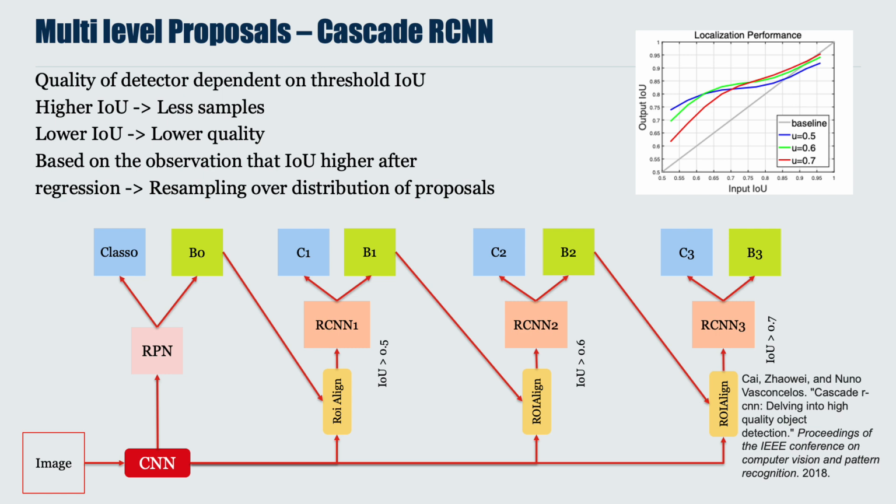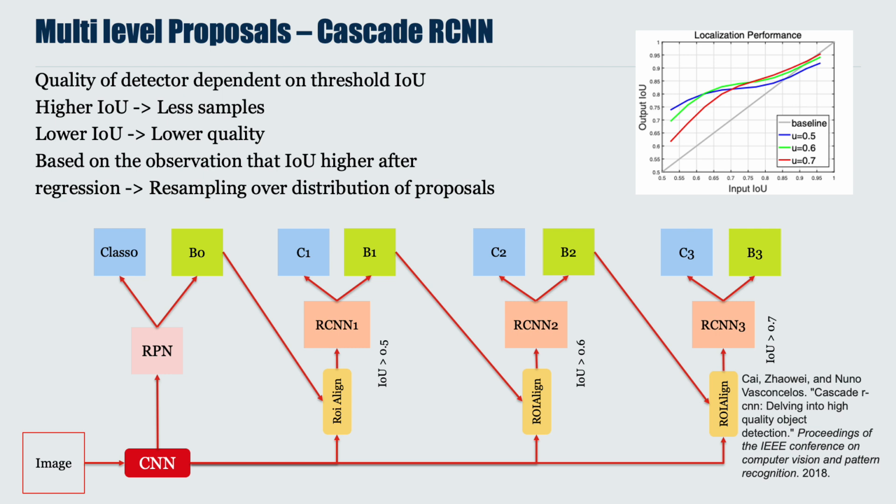However, if you have fewer samples, you may have issues where recall becomes very low if you don't manage to appropriately classify them afterwards. So what they observed is that the IOU is usually higher after the regression of the boxes. Obviously, after you refine them, they are supposed to be closer to the ground truth box.